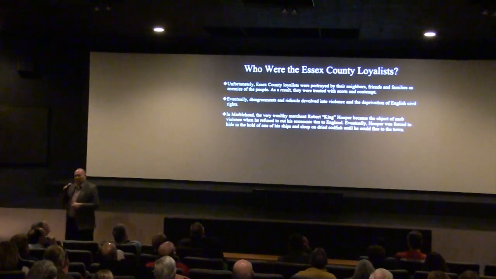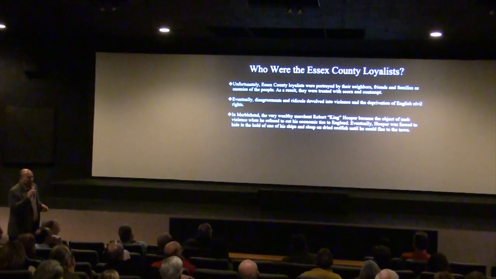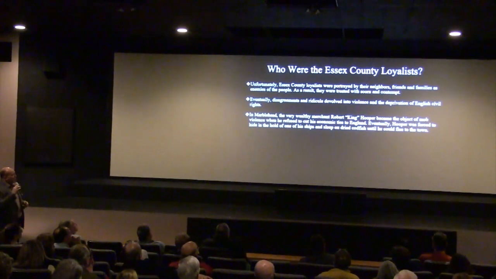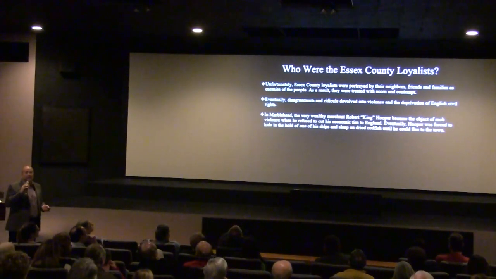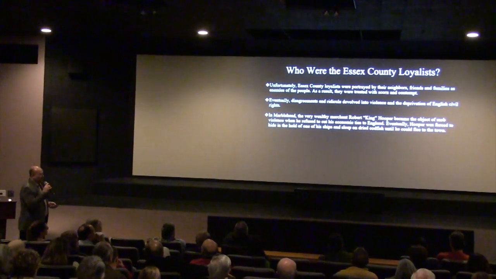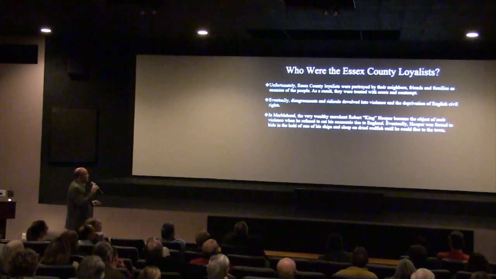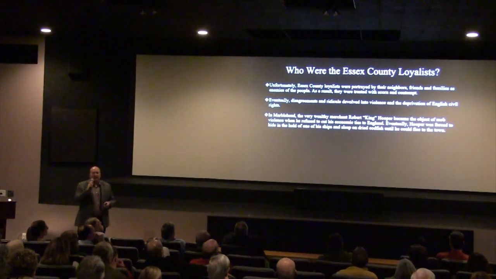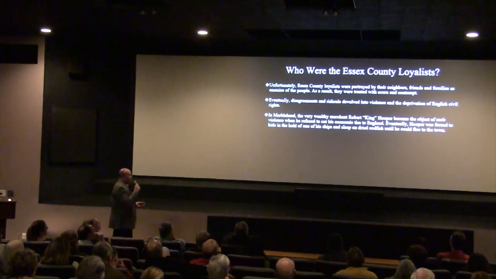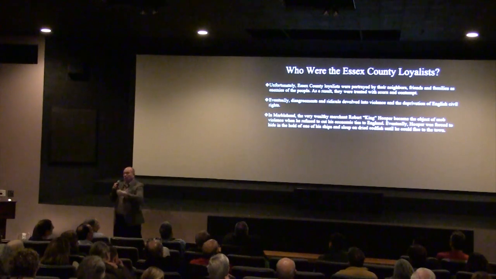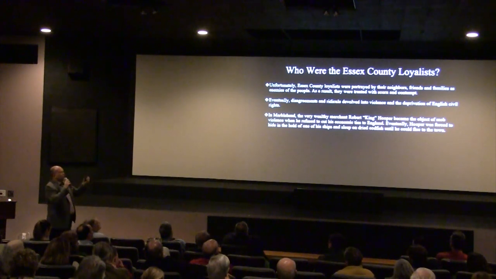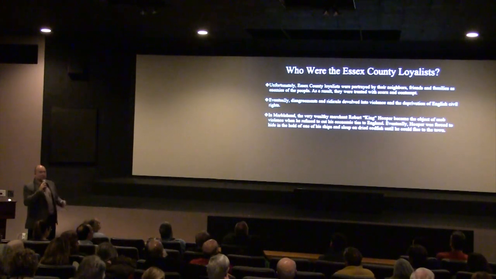In Marblehead, Robert King Hooper was nicknamed King Hooper because he was fantastically wealthy. He was probably one of the wealthiest individuals in Marblehead, and the Hooper Mansion still stands today. He became the object of mob violence when he refused to cut his economic ties with England. A non-importation agreement would devastate his business. It would probably put a lot of his employees, sailors, and ships out of business. So he refused.